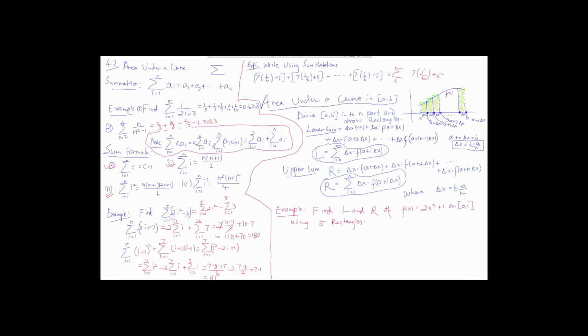And how is that i? i is running from 1 through 6. You see that? When you plug in i equals 1, you will get 7 times 1 over 6 plus 5. That's what you get. For i equals 2, you will get 7 times 2 over 6 plus 5. That's the second one. And similarly for the sixth, 7 times 6 over 6 plus 5. So this is the summation notation.